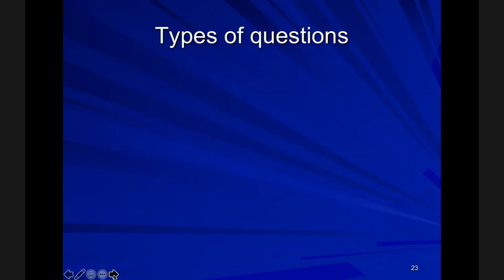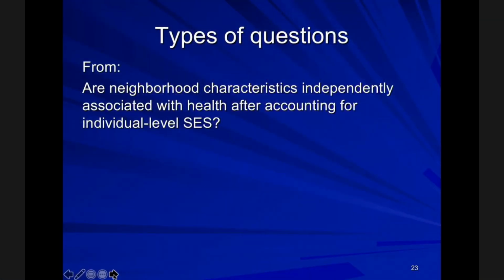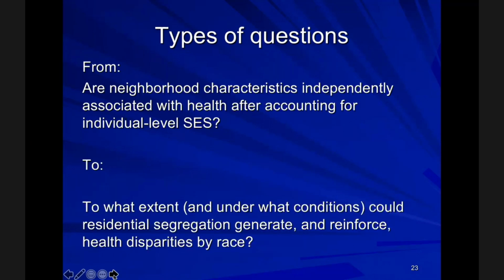An interesting aspect of these models, as I alluded to earlier, is that it really forces you to think of the questions a little differently. And I think this, more than anything else, more than the sophisticated modeling, is probably the greatest value of this kind of approach. So from a question like, are neighborhood characteristics independently associated with health after accounting for individual level SES? An important question, I think, that many of us have worked on, but a limited question in some ways too, to a question that's more like, to what extent and under what conditions could residential segregation generate and reinforce health disparities by race? So you see a much more nuanced question, a much more policy relevant question.